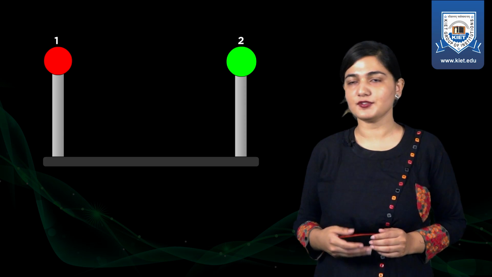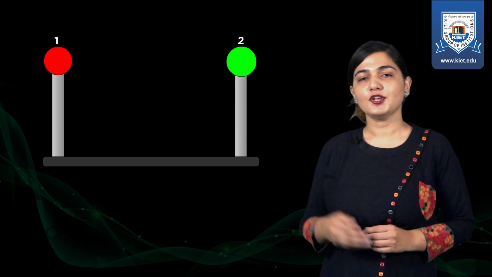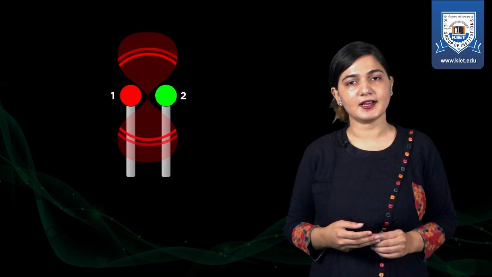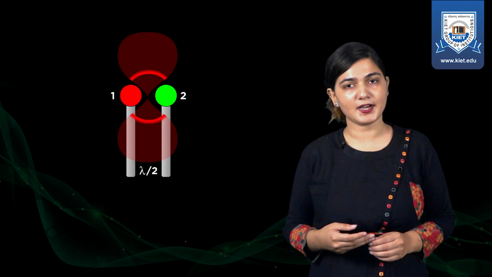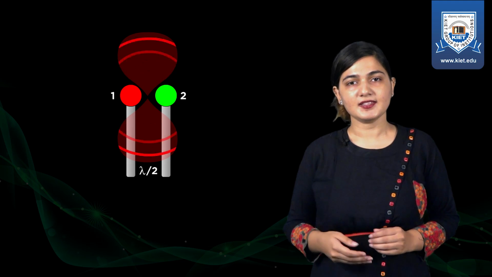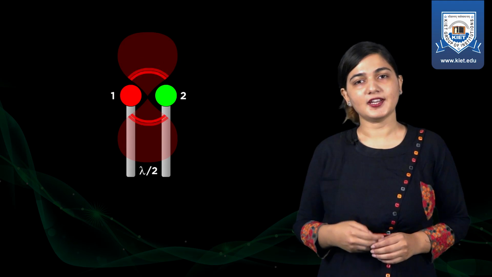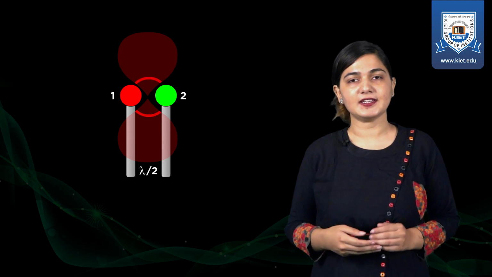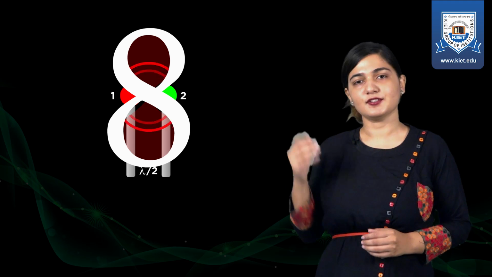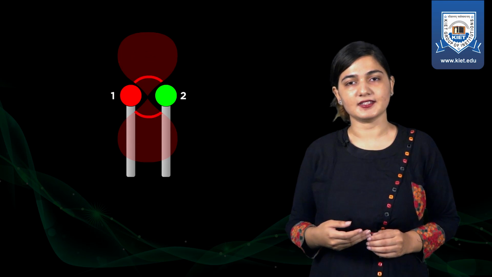So now I'll focus on antenna 1 and 2. So I have studied that the radiation pattern of 2 antennas which are separated by lambda by 2 distance and having 0 phase between them is like this. So the radiation pattern of antenna 1 and 2 is like number 8. So it is represented like this.